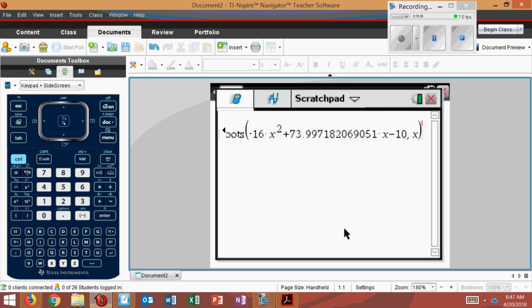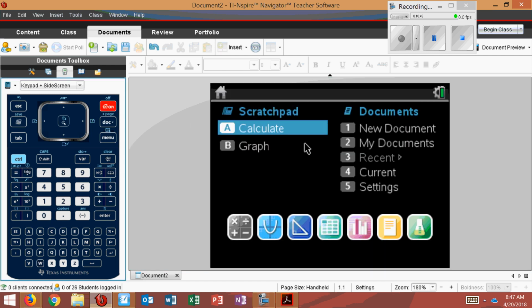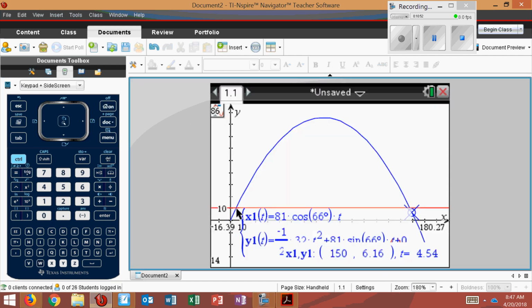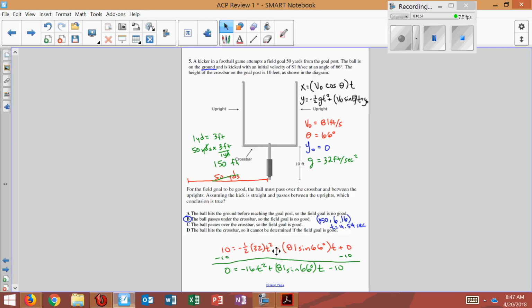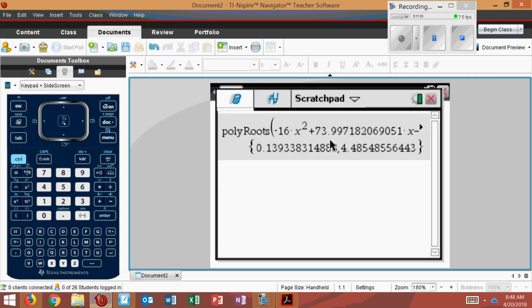Okay, now when I hit OK, I hit Enter, and this will tell me the time values that it was at those heights. So it was 4.48 seconds that had a height of 10 feet. And so these are the two different routes. So it crossed 10 feet at 0.13 seconds. Let me show you the picture here. That right there would be like that one, that first time. The second one would be that second time, right? Let me go back over here. That would be the other time.